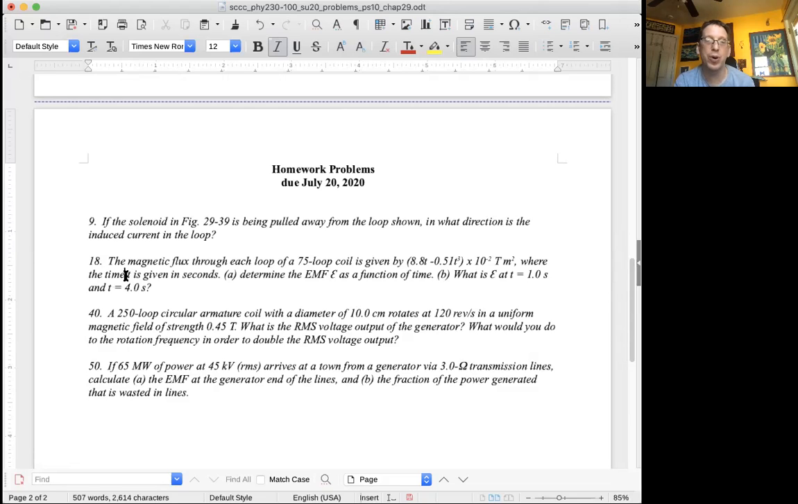So you have the power and you have the RMS voltage. So you can figure out the RMS current from that. And you can figure out the power lost from that. And you can also figure out the voltage lost from that as well. And so there are a couple of ways you can do that. So you have the RMS current and you have the resistance, and that should give you the RMS voltage that's lost.